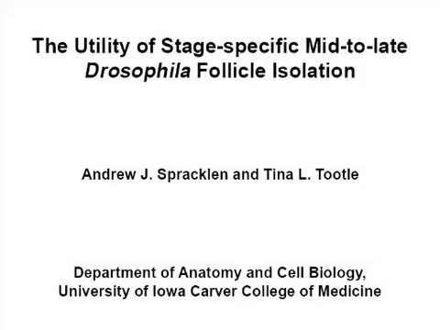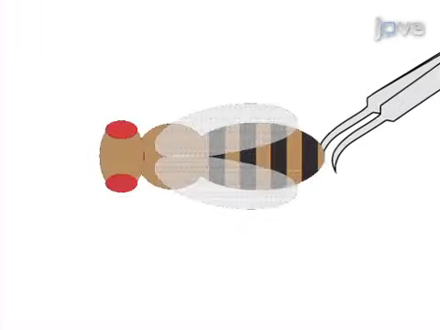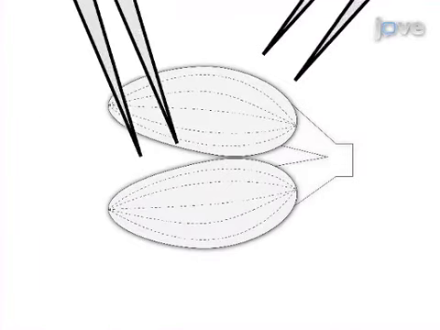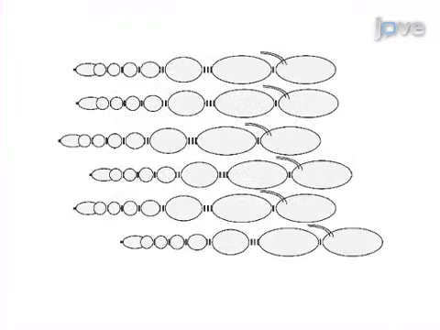The overall goal of this procedure is to isolate specific stages of mid to late Drosophila follicles for a variety of experiments, including molecular analyses, live imaging, and in vitro development assays. This is accomplished by first dissecting out the ovaries and then separating the ovaries into ovarioles.